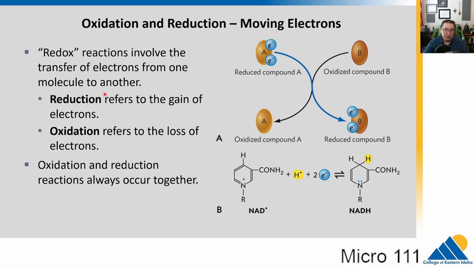This oxidation and reduction always happens together, and it's important because we can use this to transfer electrons from one substance to another, which is basically giving them energy. And we're going to use this in metabolism to drive chemical reactions in the body. So just know for now, reduction refers to gain of an electron. So gaining electrons is reduction, and oxidation is a loss of electrons.